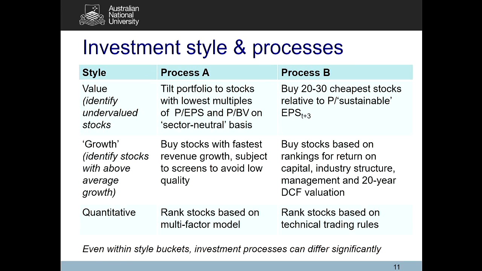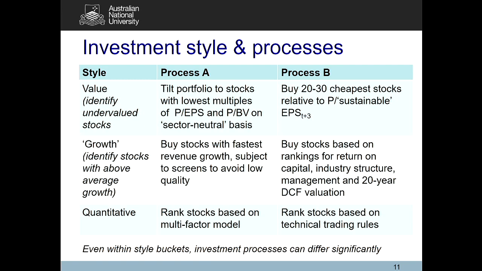Okay, so the benefit of process A is sector diversification. The benefit of process B is if you're right in getting the cheapest stocks, the returns should be higher because it's unlikely that those 20 to 30 stocks will be perfectly spread across every sector.